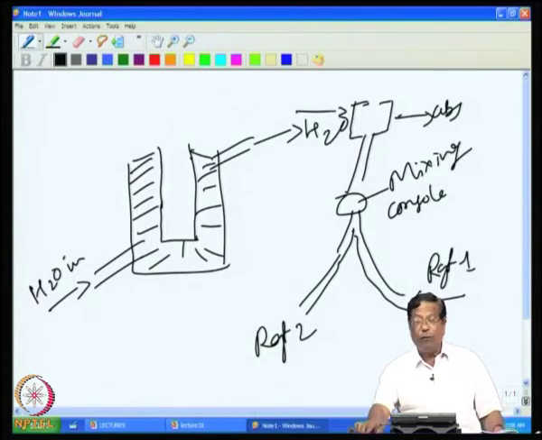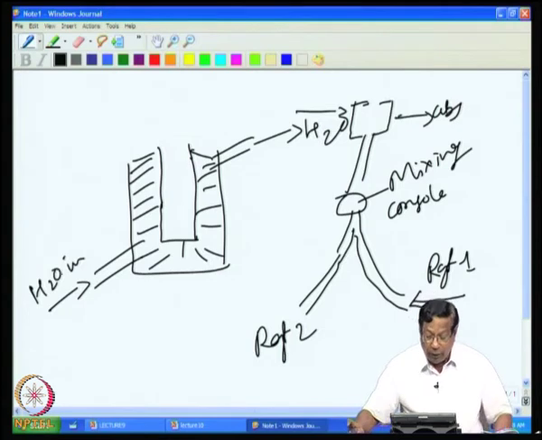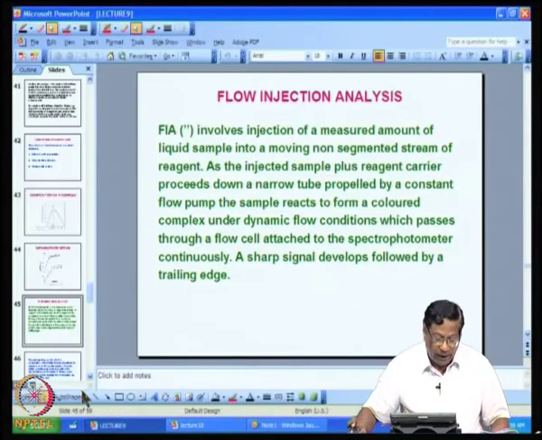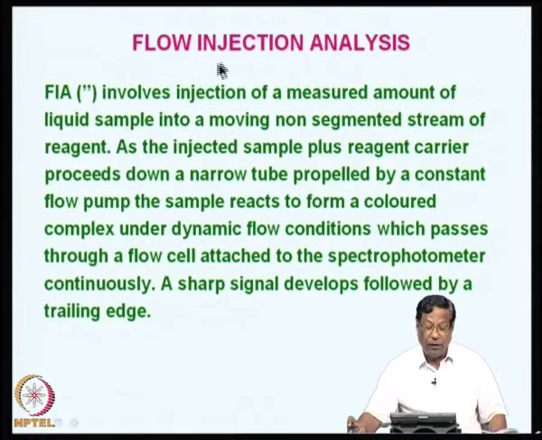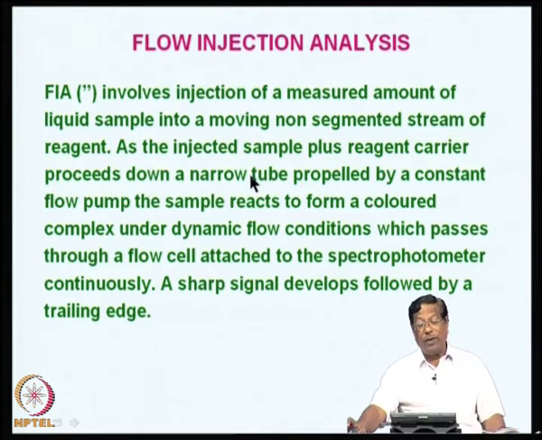And this kind of absorbance can be correlated to the composition of the complex, and then as the sample reacts, you need two pumps to pump the reagents, and then as they proceed through the narrow tube propelled by a constant flow pump, the sample reacts to form a colored complex under dynamic flow conditions.